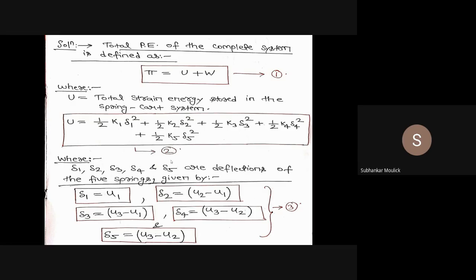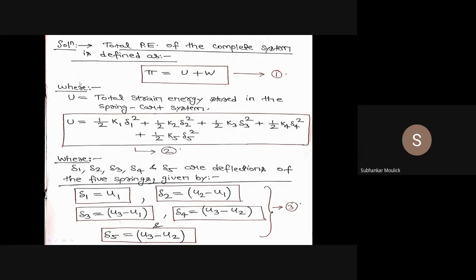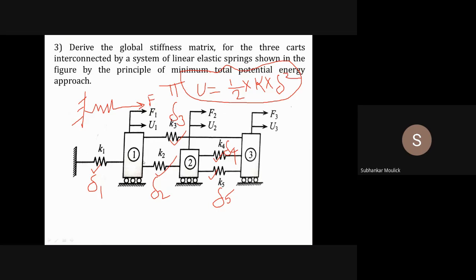Where delta 1, delta 2, delta 3, delta 4 and delta 5 are the deflections of these 5 springs. If I want to evaluate the total strain energy, first of all I need to determine the value of these linear deflections. Linear deflection is nothing but the linear displacement of the spring due to the external force acting on it.